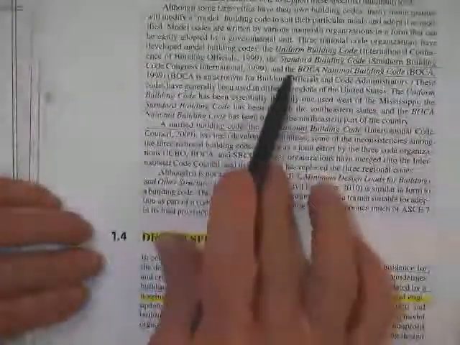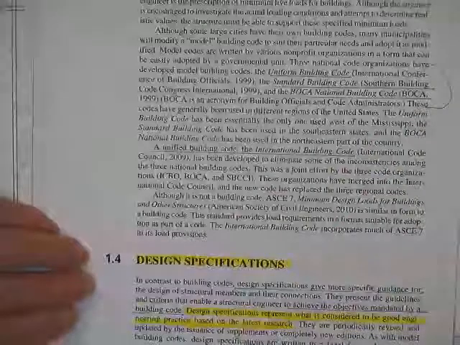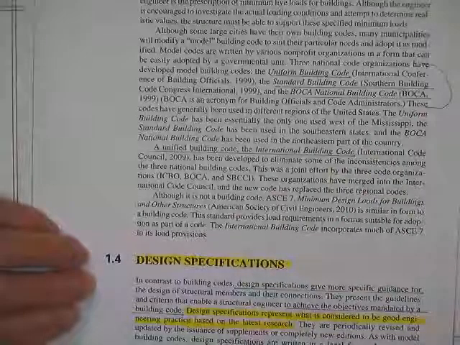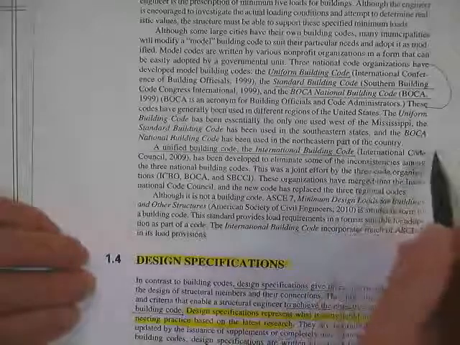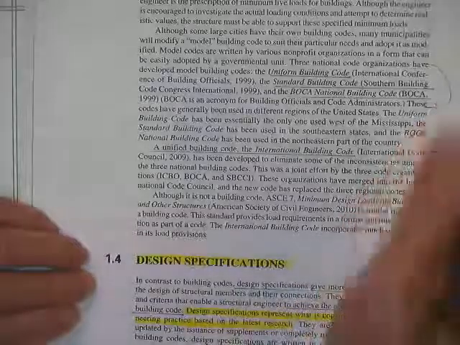They have these different codes: international building code, uniform building code, standard building code. Most of these have gone out of business. They got tired of having three different ones, so they all got together and hashed out so they could have a single code. These are now kind of going out of style.